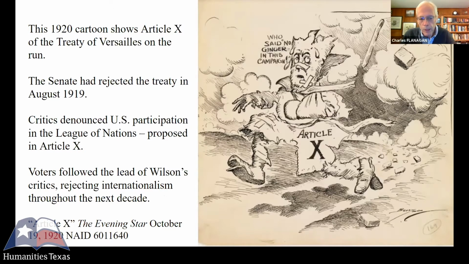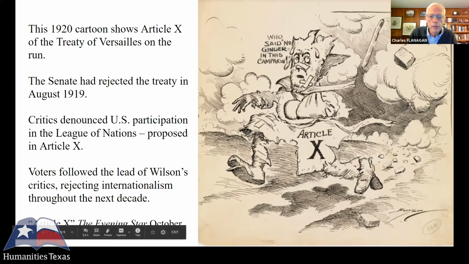Now, it's really important to bear in mind why they rejected it. They denounced US participation in the League of Nations. They did not want the US committed to an international organization. They did not want US troops committed to combat because of treaties. They wanted decisions about war to be made by the US Congress, as they have been traditionally made. So the voters agreed that in the return to normalcy, the treaty was rejected. And for the next 20 years, the US is going to reject internationalism in its foreign policy.